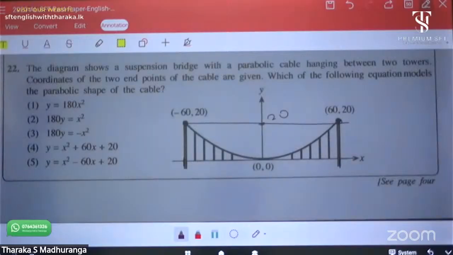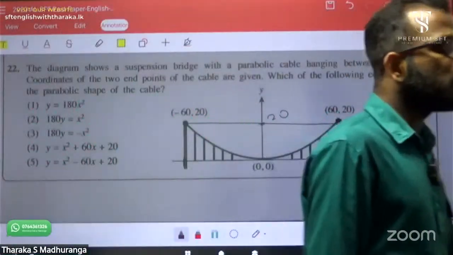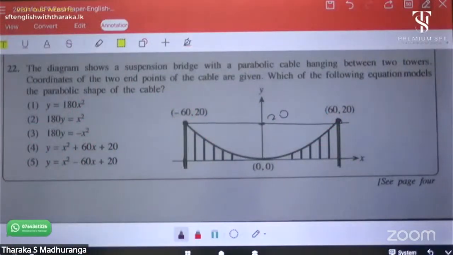Which of the following equations models the parabolic shape of the cable? The parabolic shape is given. Now the question asks, what is the equation? Can you find? Okay, now how about the value of the turning point coordinates? Turning point coordinates are 0, 0. X and Y 0, 0. The symmetric graph, symmetric parabolic shape.